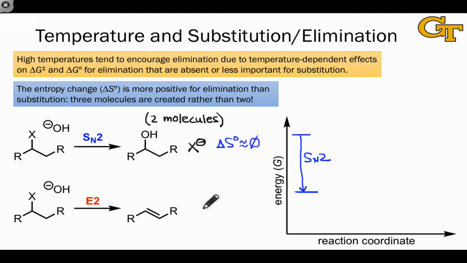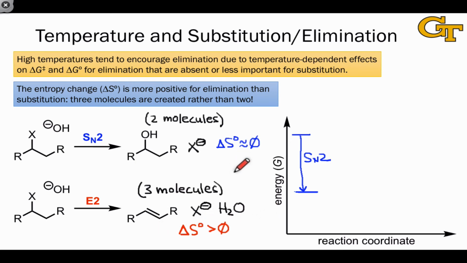The situation is very different for the E2 reaction. Although here we also produce the conjugate base of the leaving group, we also produce the conjugate acid of the base, here H2O. This is three molecules. For E2 elimination then, because we're going from two molecules to three molecules, we should predict, all other things being equal, that the entropy change here is going to be positive. We're generating more molecules than we started with.